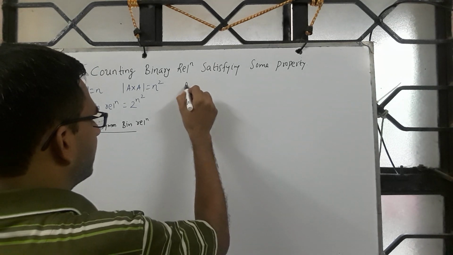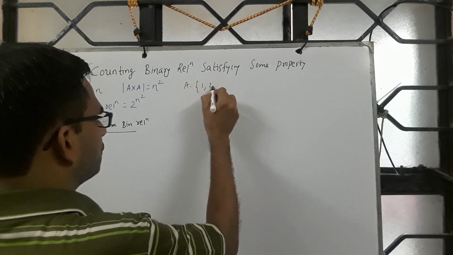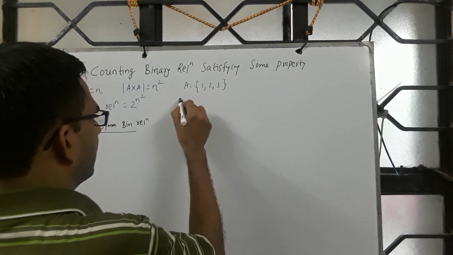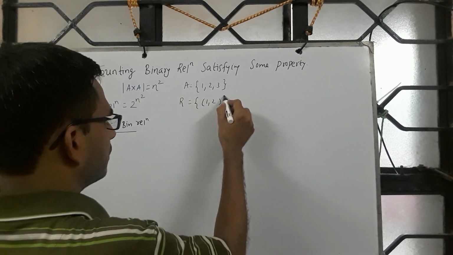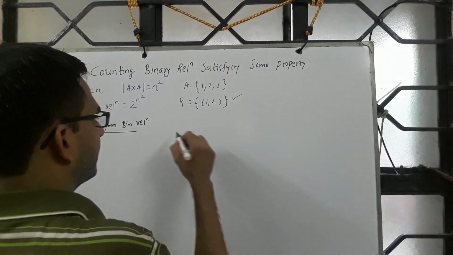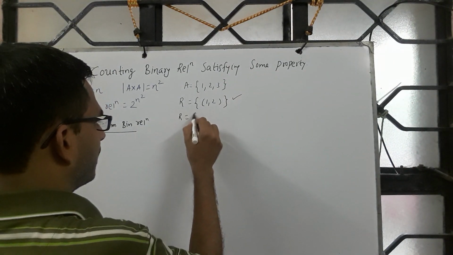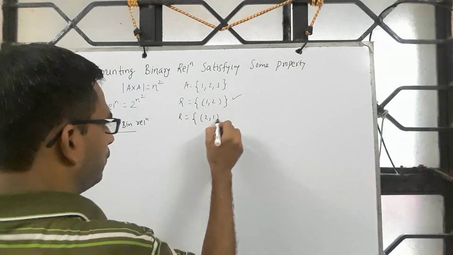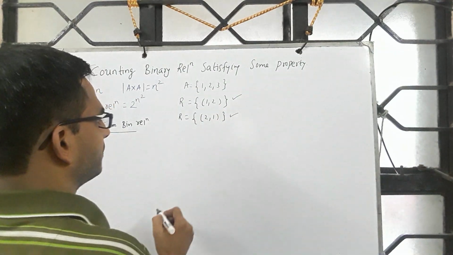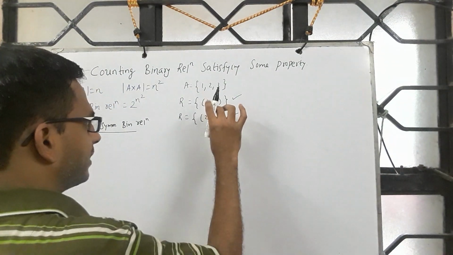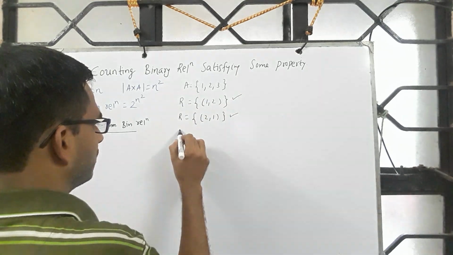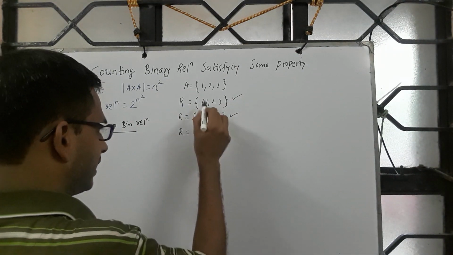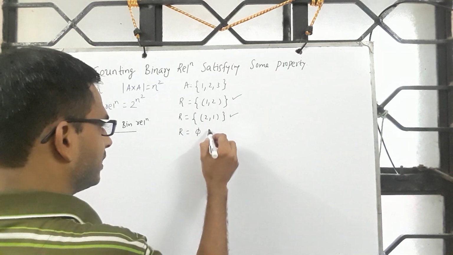For example, if A is {1, 2, 3} and if R is having just (1, 2), then it is antisymmetric. If it has (2, 1), then it is antisymmetric. It should not contain both. If it contains both, then it is not. Or it need not contain both. If R is empty, then also it's fine.